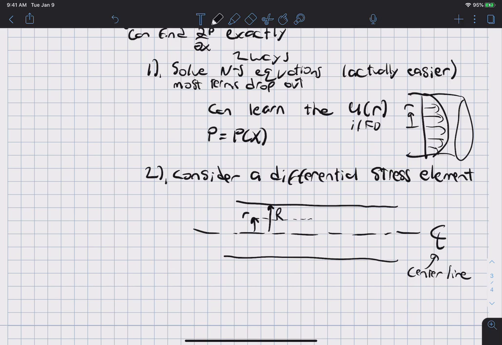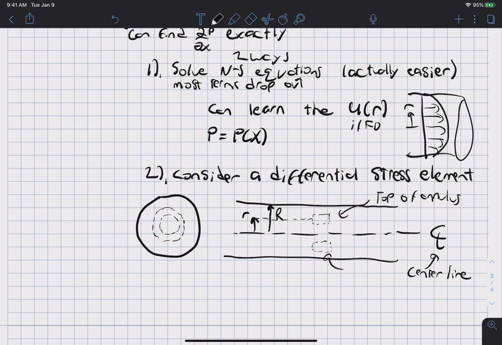Okay. So here we're going to do a differential control volume, and I'm going to draw it in kind of a funny way, because this differential control volume is actually an annulus. So if I look at a cross section of the tube, it looks like a big old circle, and our control volume just looks like a differential ring. Okay, and so we're going to analyze the stresses on this differential ring. And so this would be the top of the annulus, and this would be the bottom.